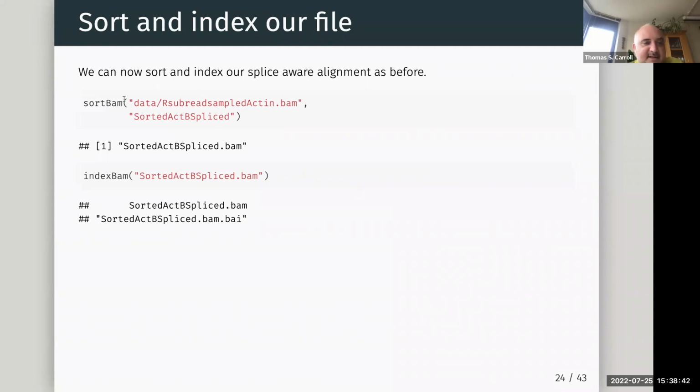We have to do the same things every time we do this. We sort our BAM file, and then we index it so that we can then use it for IGV and other tools.